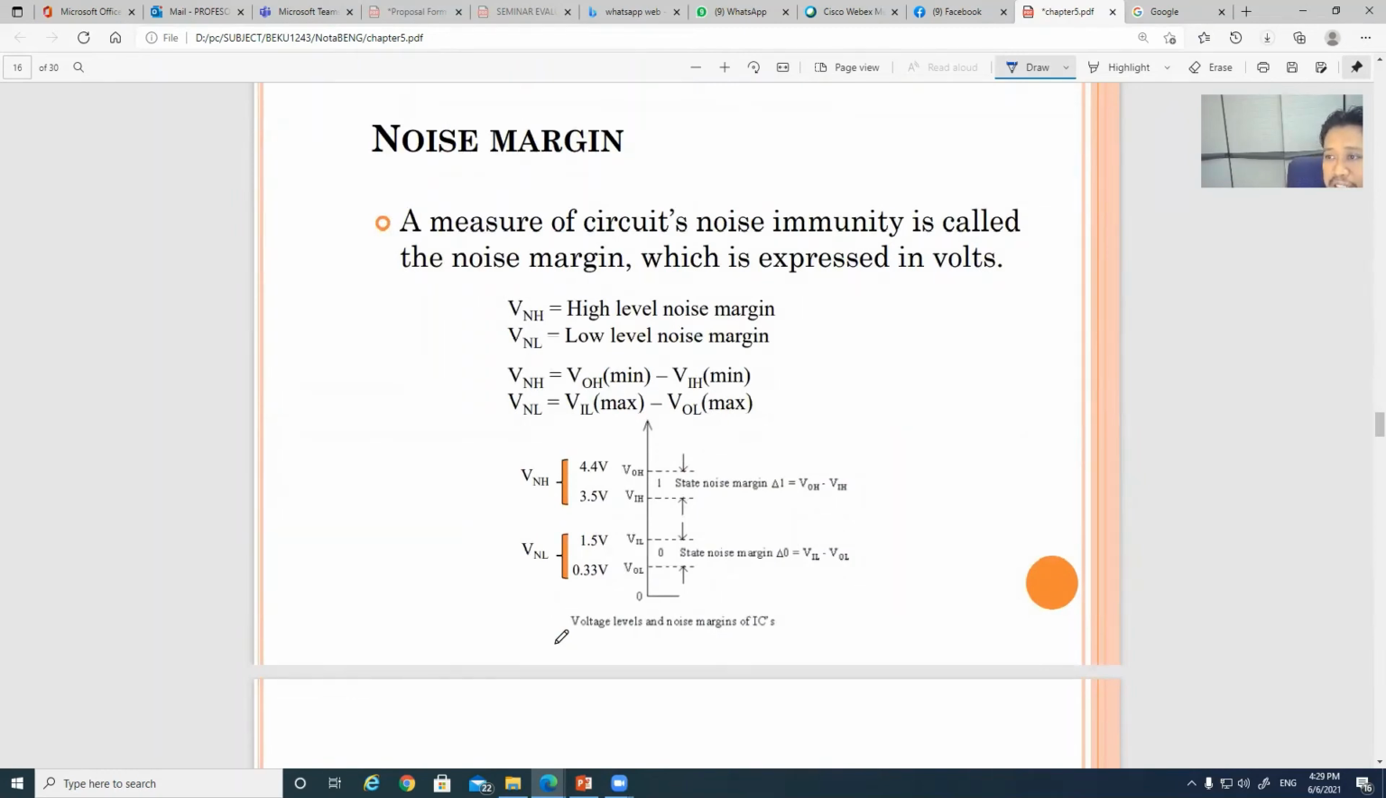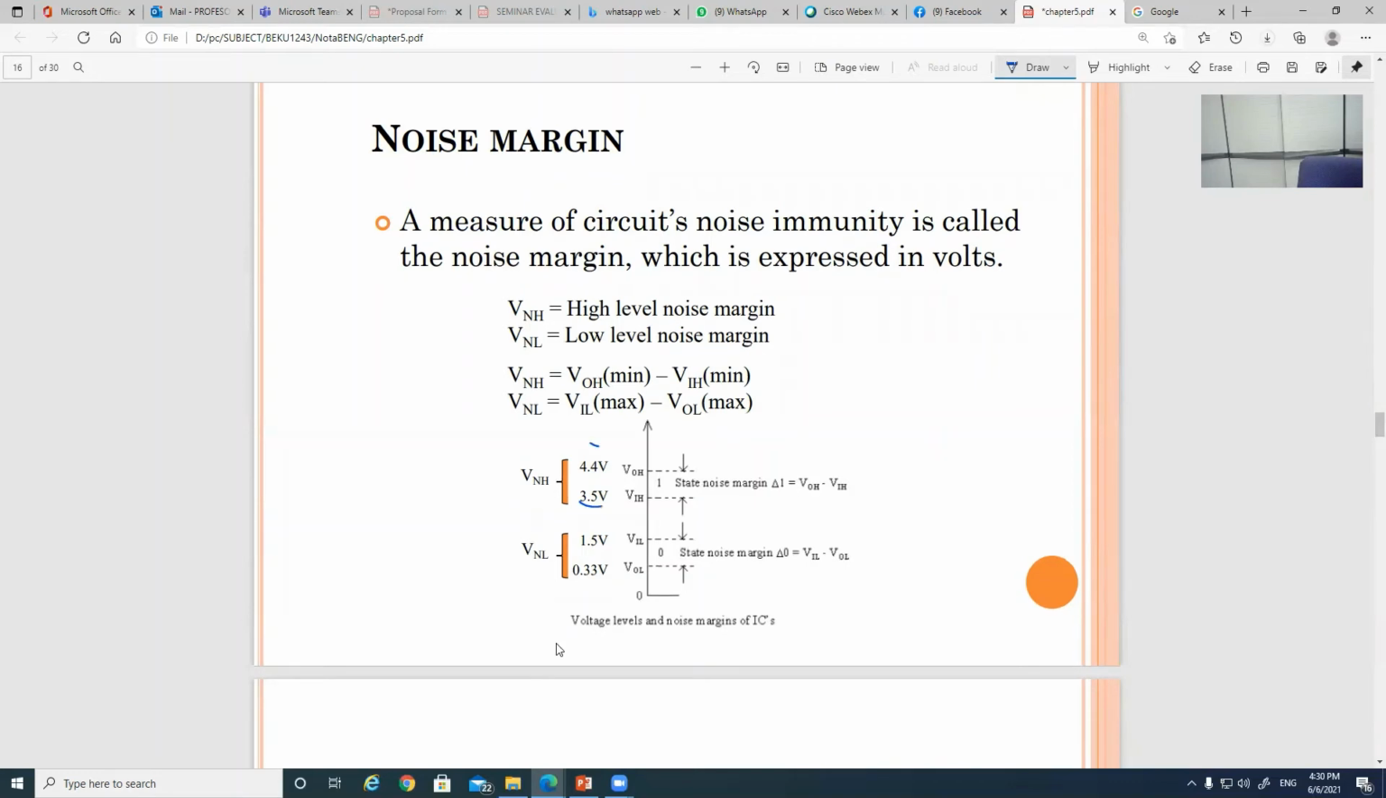You can call it the noise margin, the range that you can set as the noise range. So noise margin is a measure of circuit noise immunity, which is expressed in volts. For example, we have the high level noise margin and the low level noise margin here. You can see, for the high level noise margin and this is the lower level noise margin. For example, for high level noise margin we set from 3.5 to 4.4.